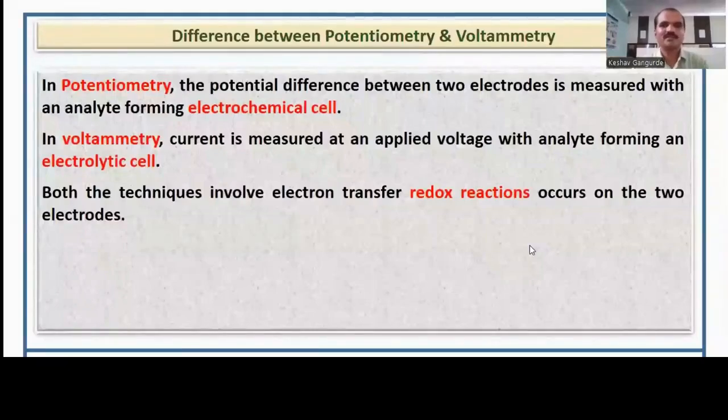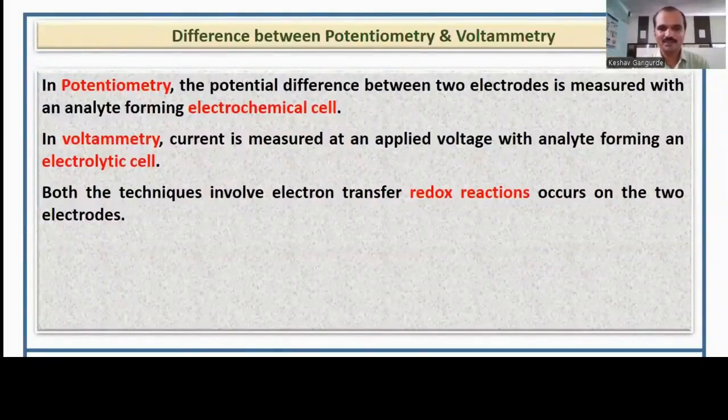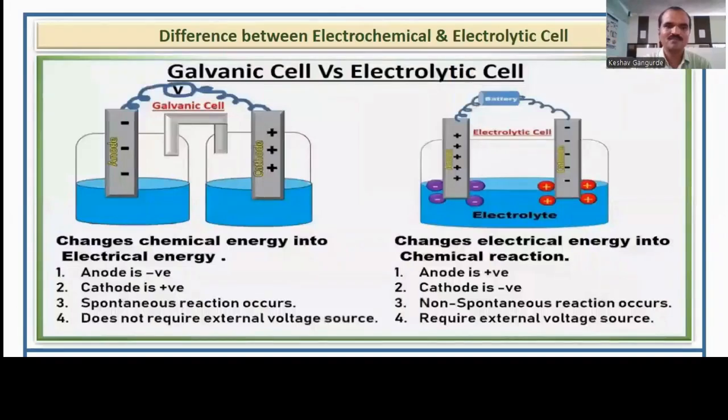Potentiometry and voltammetry. In potentiometry, the potential difference between two electrodes is measured with the analyte forming an electrochemical cell, while in voltammetry, current is measured at an applied voltage with the analyte forming an electrolytic cell. Both techniques involve electron transfer redox reactions occurring on their respective electrodes. The difference between electrochemical and electrolytic cell.